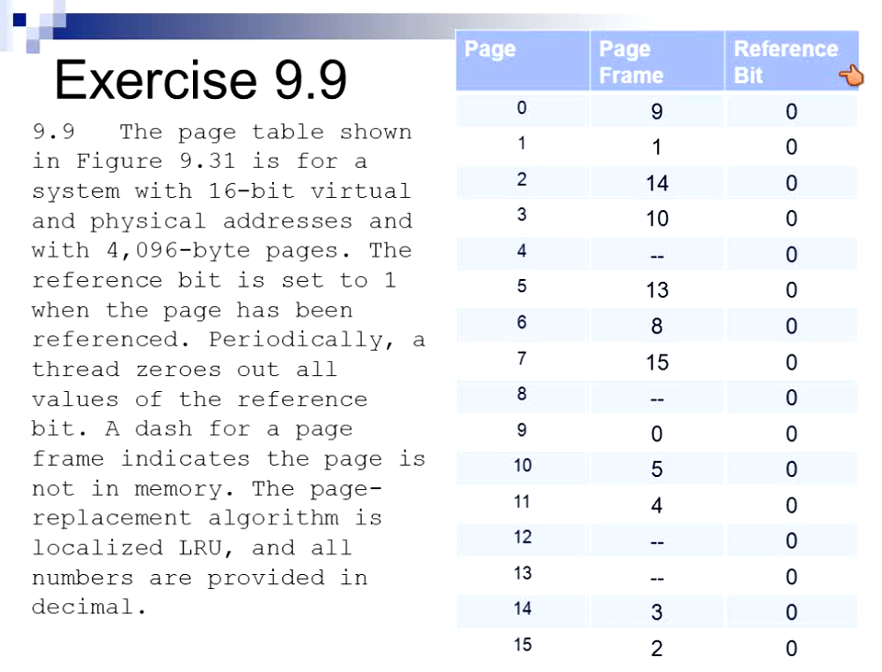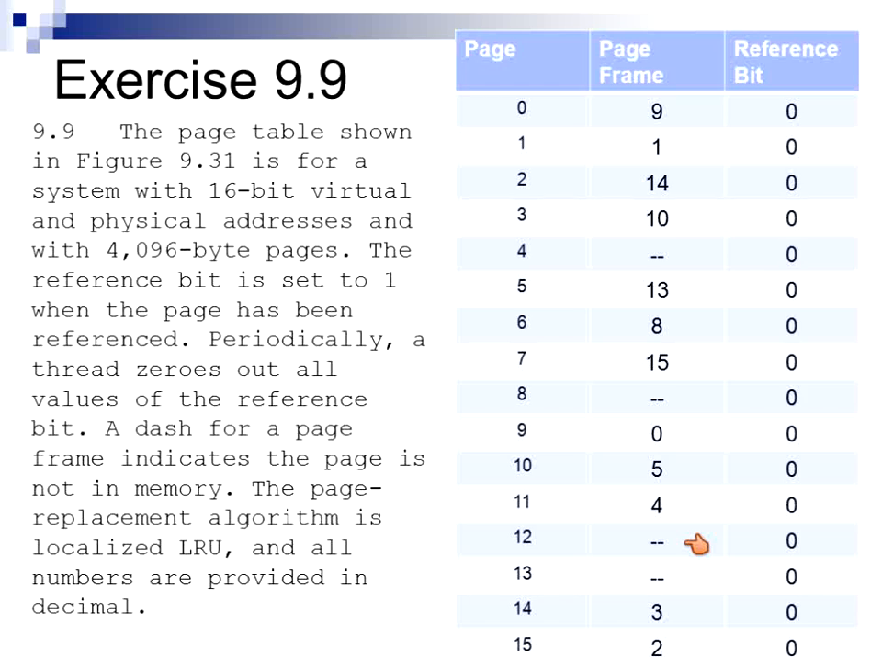The reference bit, which is here, is set to 1 when the page has been referenced, and periodically a thread will clear out the values of the reference bit to indicate pages aren't being used anymore. When there's a dash for the frame, it indicates that the page is not in memory. So here, like page 12 is not in memory yet.